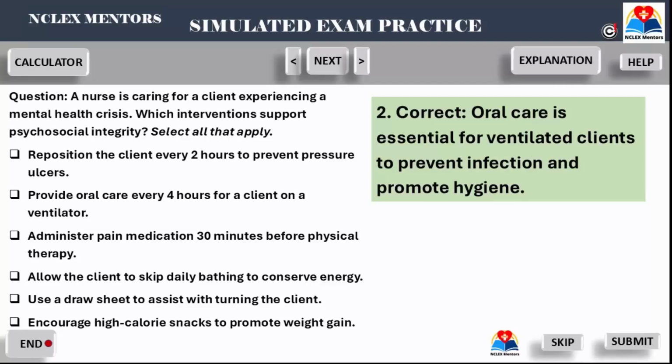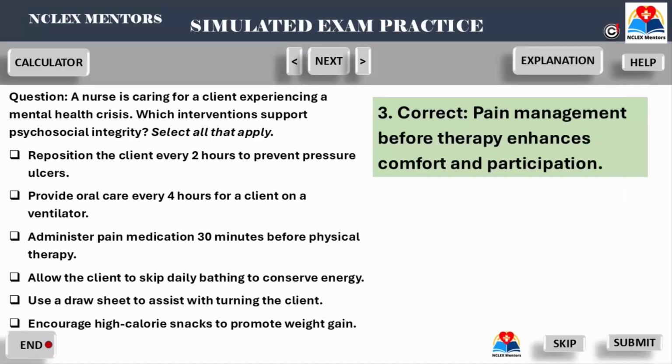Option 2. Provide oral care every 4 hours for a client on a ventilator. Absolutely. Ventilated clients are at a higher risk of infections, like ventilator-associated pneumonia. Regular oral care helps prevent that and promotes hygiene and comfort. Option 3. Administer pain medication 30 minutes before physical therapy. Yes, this is a smart, proactive intervention.